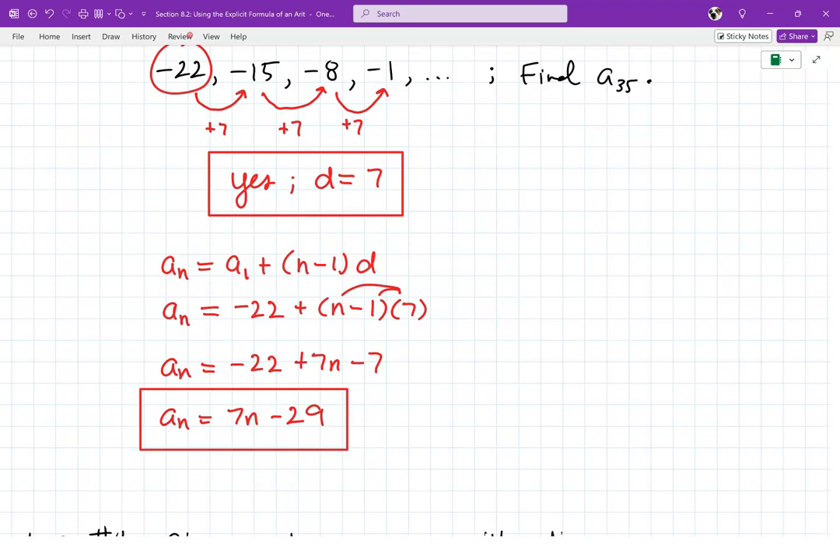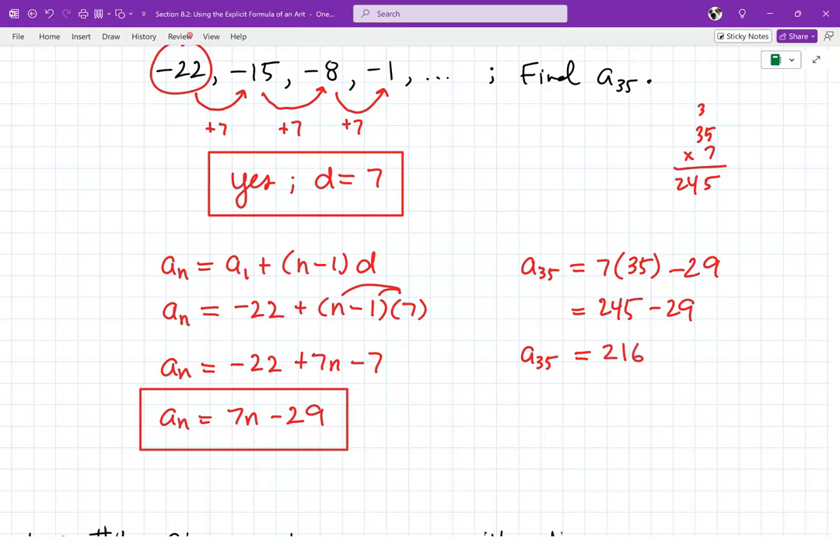And then they said find a sub 35. So I'm going to plug in a 35. So a sub 35 is equal to 7 times 35 minus 29. Well, let's see. What's 35 times 7? I can't do that one that quick. There's 21, so 245. So 245 minus 29. So a sub 35, that'd be 216.